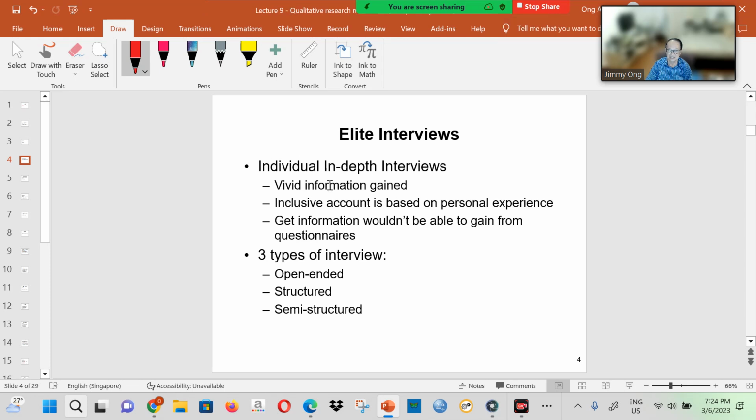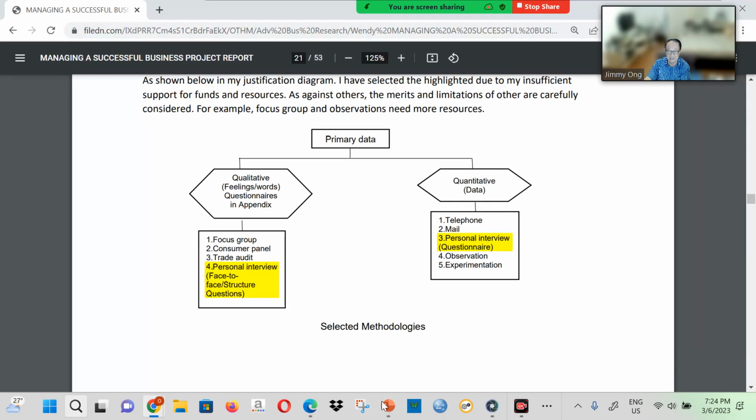This is just the so-called description of this in-depth interview. You get information you won't be able to get from the questionnaire. Some information you cannot just get from a questionnaire like here. You cannot get important quality information. So you need a qualitative approach to talk to more senior people in the company. Less quantity but more quality information.